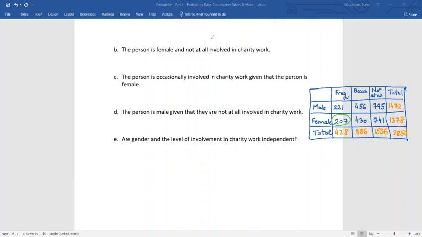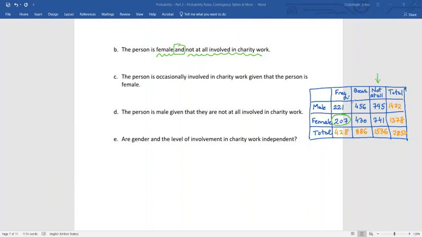Next question, what is the probability that a person is female and not at all involved in charity work? We look at the word and, okay? We know that if we were to apply the rule, we will apply the multiplication rule. However, because we're dealing with a contingency table, it's actually a lot easier to do this type of problems without applying the rule.